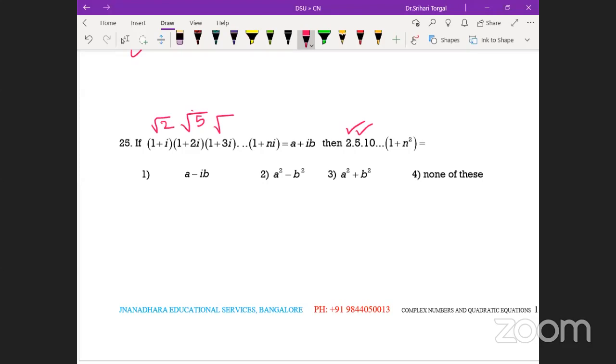What is that? 9, root 10. Correct? This is root of 1 plus n square. Correct? Root of 1 plus n square.